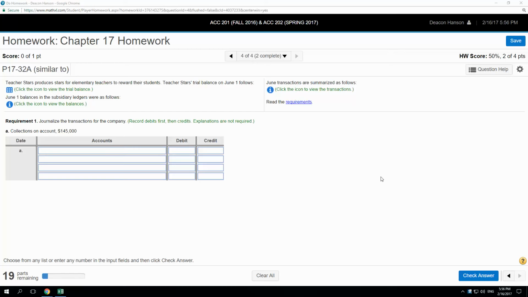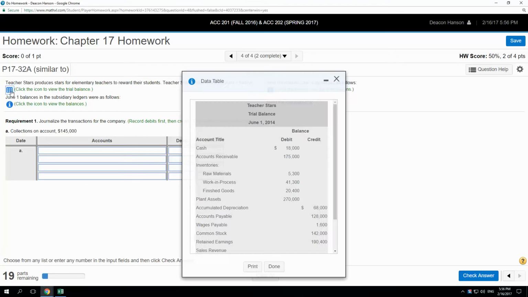So stop me if you got a question, and we'll see if we can put something together here. It says, Teacher Stars produces stars for elementary teachers to reward their students. Teacher Stars trial balance on June 1 is as follows.